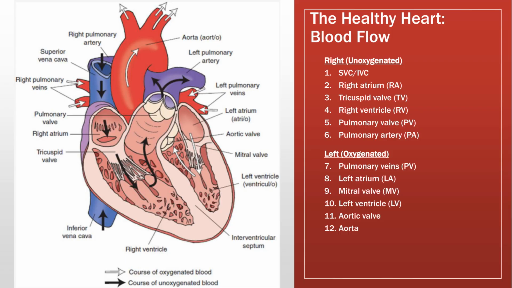From there, blood travels to the lungs, where it becomes oxygenated, then returns through the pulmonary veins into the left atrium. It passes through the mitral valve into the left ventricle, and finally across the aortic valve into the aorta, where it supplies the body. When any valve in this pathway becomes narrowed or leaky, it disrupts this entire sequence.